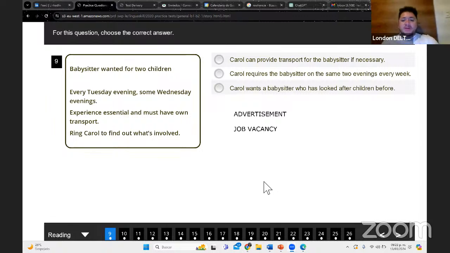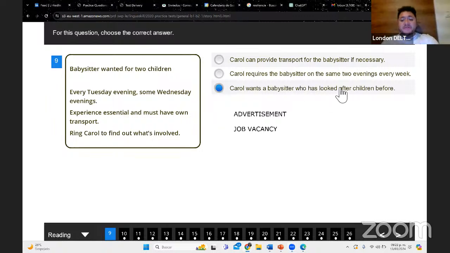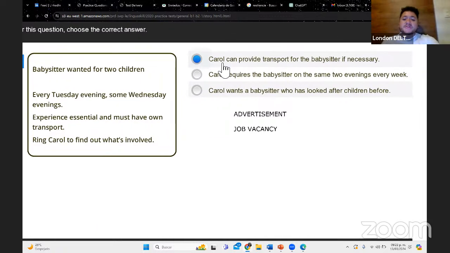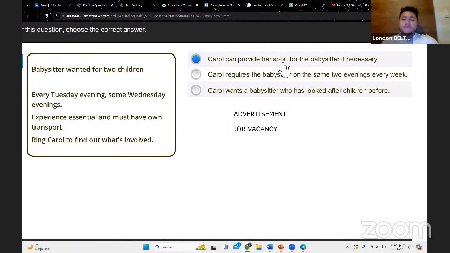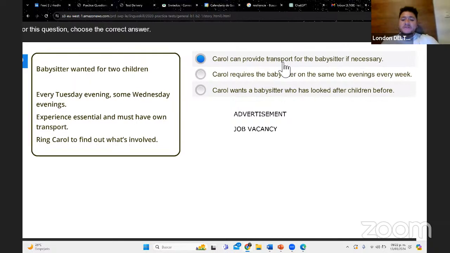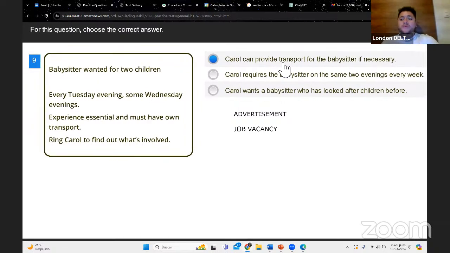Okay, so what is the right answer? Okay, the only right answer is letter C. Or the option C, right? Carol wants a babysitter who has looked after children before. So let's analyze the other options. Option A, the first option, says Carol can provide transport for the babysitter if necessary. Is this true or false?